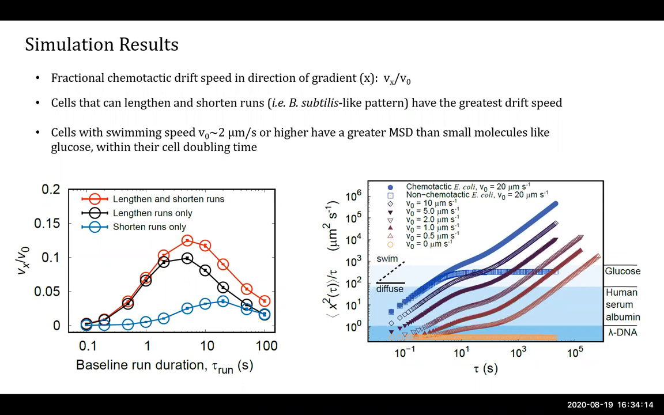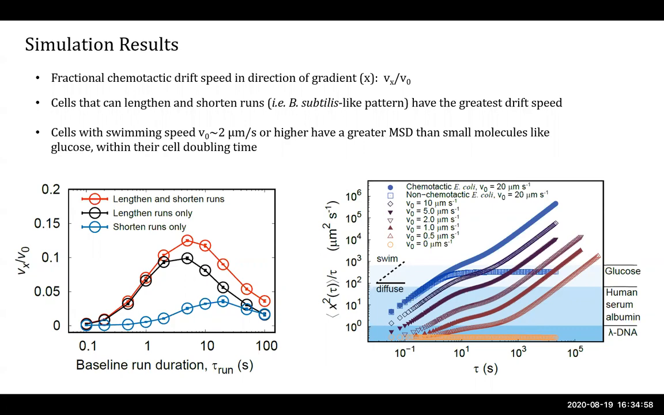So the results here in the bottom left-hand corner are what happens if you vary the baseline run duration. So our archaea, if you remember, have a mean run duration of about 13 seconds. This graph shows what happens if that wasn't 13 seconds, but if it was different lengths of time. So we've got 3 different swimming modes. We've got some cells that both lengthen and shorten their runs. We've got cells that lengthen their runs only. We've got cells that shorten their runs only. So the cells that lengthen and shorten their runs can extend runs in positive directions. They shorten their runs if they don't like what's happening, so if they're noticing a drop in the local chemoattractant concentration.